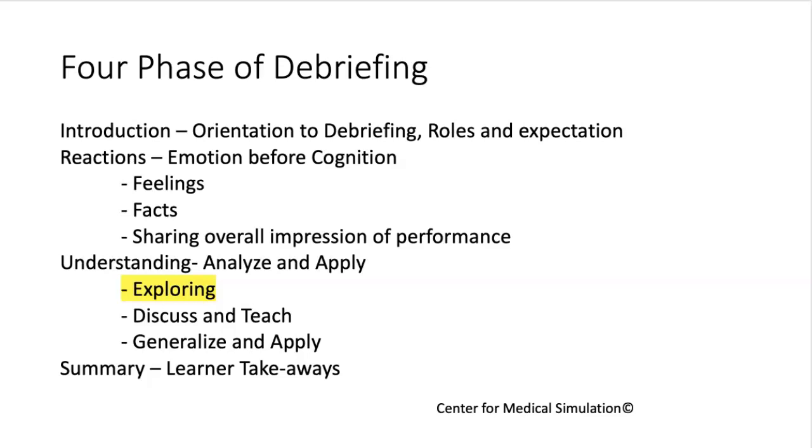First is feelings, so allowing the learners to engage in emotion before cognition and asking them a present tense question. How are you feeling now? And whatever they give you, it could be emotion, it could be cognition, it's where they are and just allows them to get things out on the table and allows you to see what's important to them.